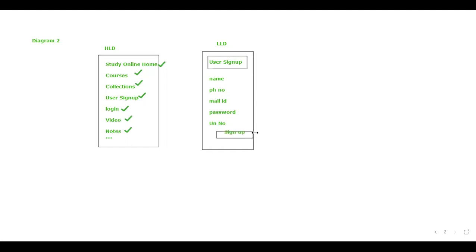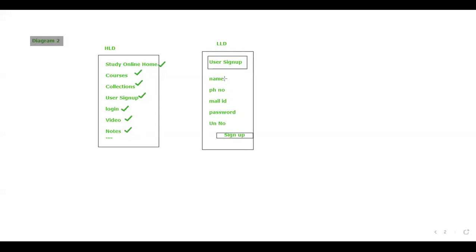Please do let me know. Are you people able to understand? Yes or no? I want a very quick response from your side. Are you people able to understand? Yes. Please take a screenshot of this. What is high level design? The design which tells the overview of the software. The software consists of these many things. What is low level design?